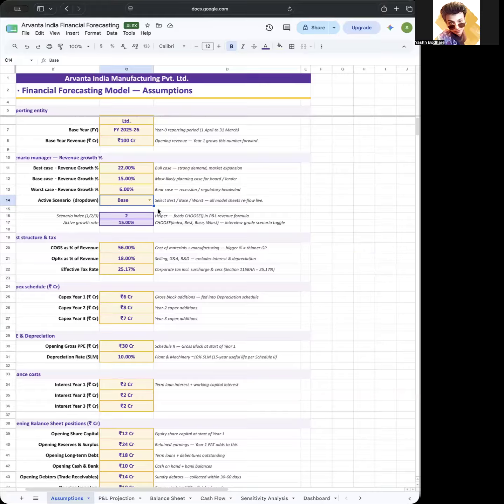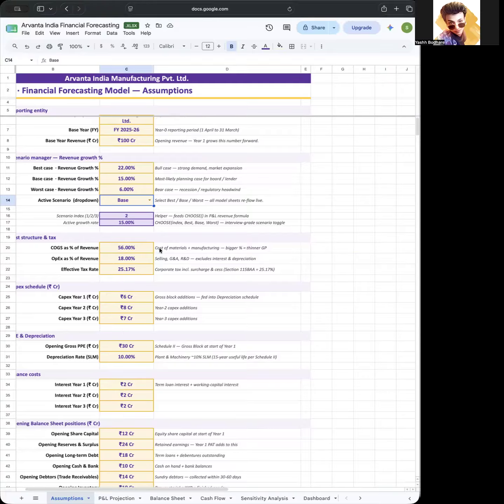So as you can see, the model automatically picks the corresponding growth rate and recalculates revenue, COGS, gross profit, EBITDA, EBIT, PBT, PAT, cash flows, retained earnings, closing cash, balance sheet values, and dashboard KPIs. This makes the model dynamic and enables real-time scenario analysis without changing formulas manually.